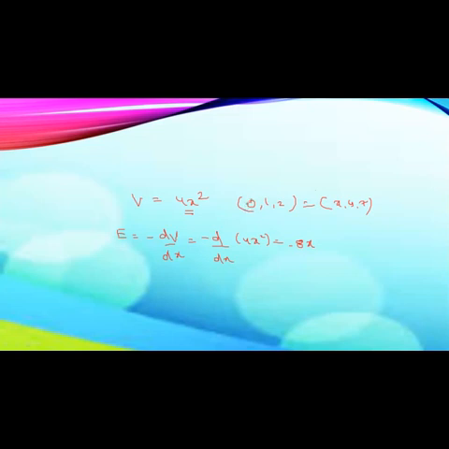Sorry, it is 1, 0, 2. Here x is given as 1 only, na? So it will be minus 8 into 1, which is equal to minus 8 volt per meter. And finally, the electric field intensity is minus 8 volt per meter. That means 8 volt per meter along the negative x-axis. It is the answer here.